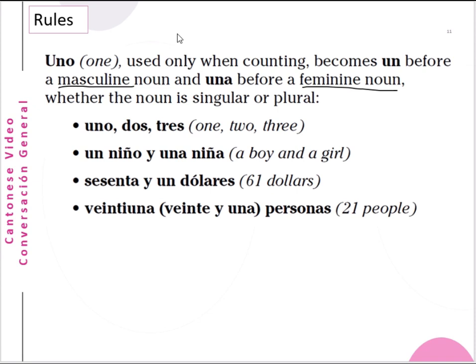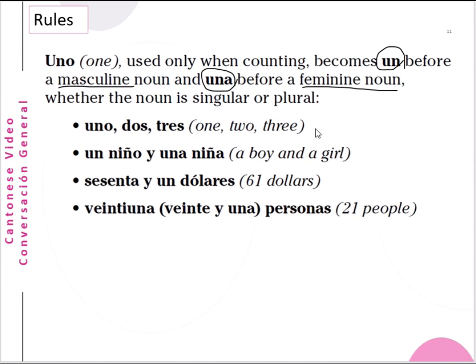So when you talk about one book, you have to use un libro. So uno is only used when you count numbers. And if you want to say one book or one house or one room, you have to know whether the noun is feminine or masculine. If the noun is masculine, you change the uno into un. And if the noun is feminine, you change the uno into una.